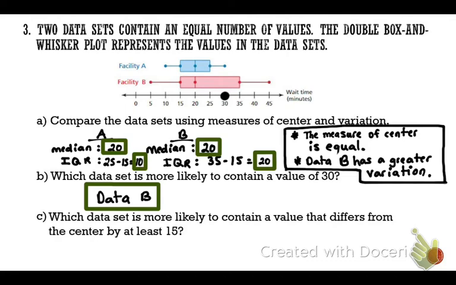Which data set is more likely to contain a value that differs from the center by at least 15? Raise your hand if you said A. Raise your hand if you said B. Correct. Everybody got B because if you look at the top, this data set up here, whether you are going to the left or the right, it only differed by 10 from the center. So we know for sure it would not be that one.